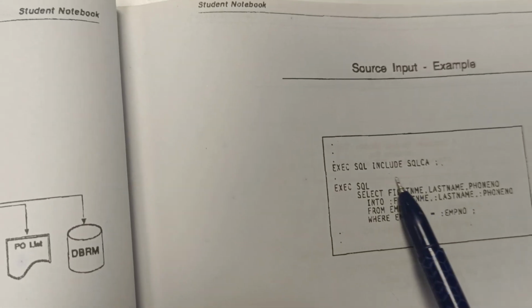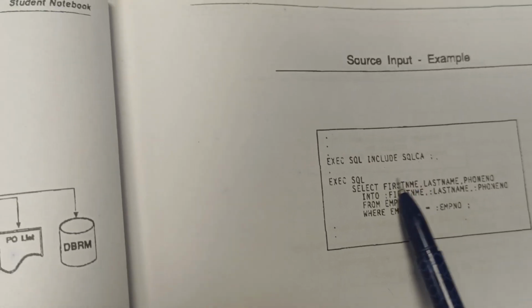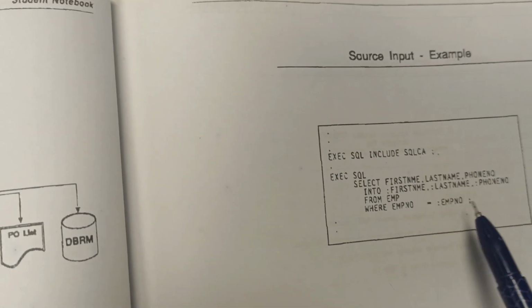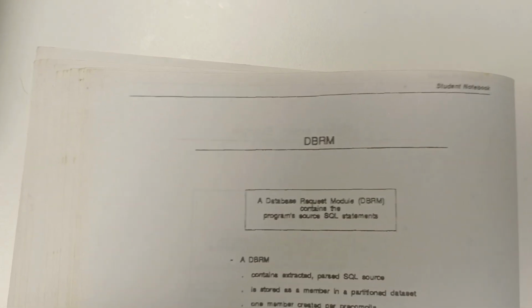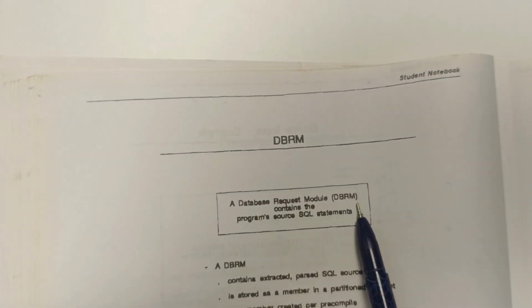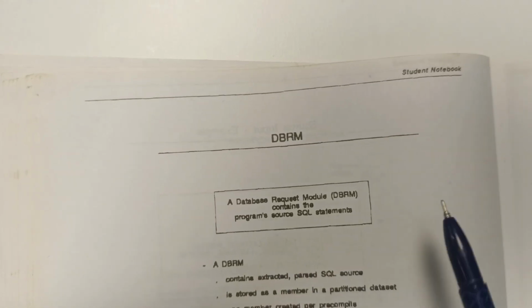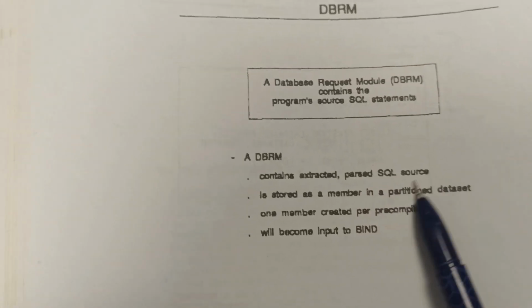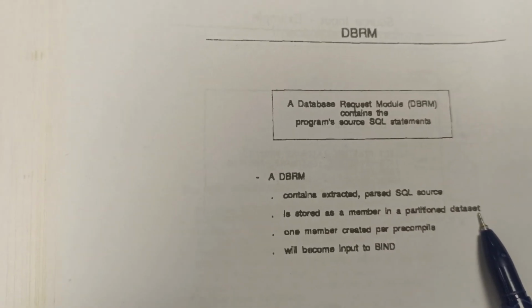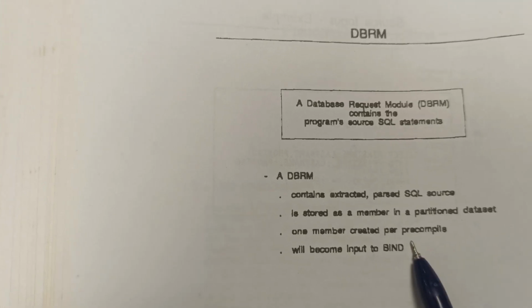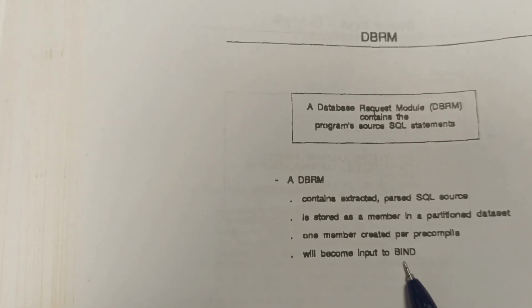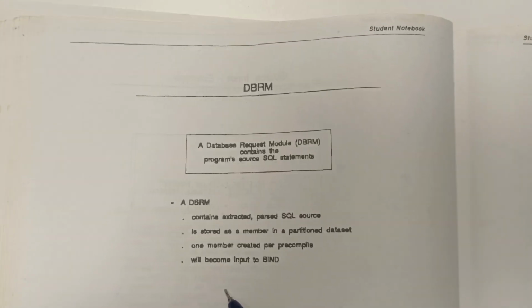This is a sample example: before any SQL statement call, the INCLUDE SQLCA is included. What is the DBRM? We said the pre-compiler creates a DBRM. DBRM means database request module, and it contains only the source of the SQL statements, the extracted partial SQL source, stored as a member in the partitioned data set. One member is created by the pre-compiler and becomes the input to the bind.